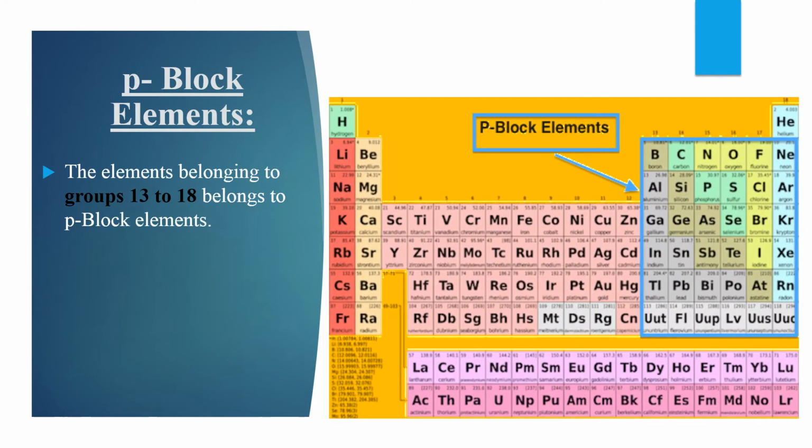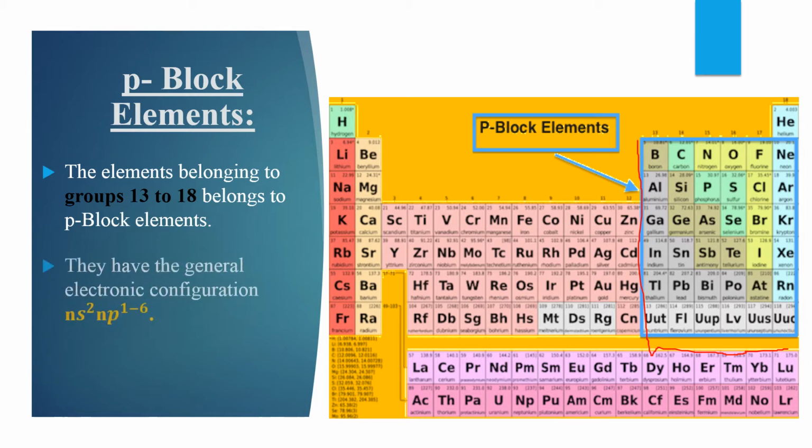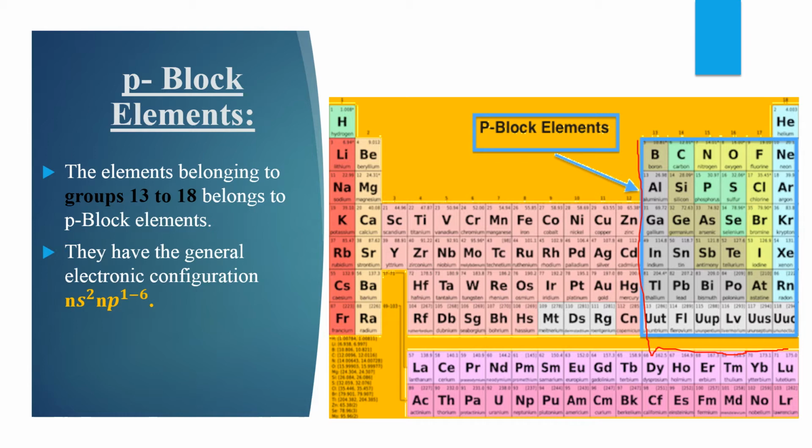Here in this periodic table we can see that the P block is from group 13 element to group 18 element, from the boron family to the inert gases or noble gas family, and they have the general electronic configuration ns2 np1-6. As in P block elements there are 6 groups, from group 13 to group 18, the number of electrons which can maximum be filled in the p orbital is from 1 to 6, and we know that the maximum number of electrons in a p orbital can be 6.